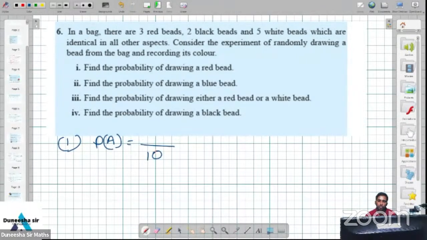We are now experimenting. How many reds are there?